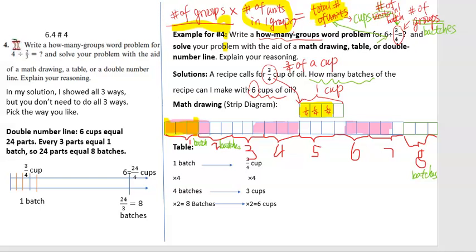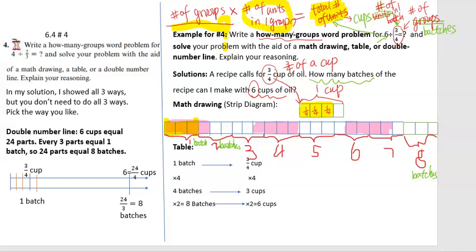And notice that in 6 cups, every cup has 4 parts. So 6 of them is a total of 24 parts. Every 3 of them can make a batch. So 24 divided by 3 should give us 8 groups, 8 batches. Or you can just make every 3 a batch and label all of them until you finish all the cups. All right, so that's the drawing method.